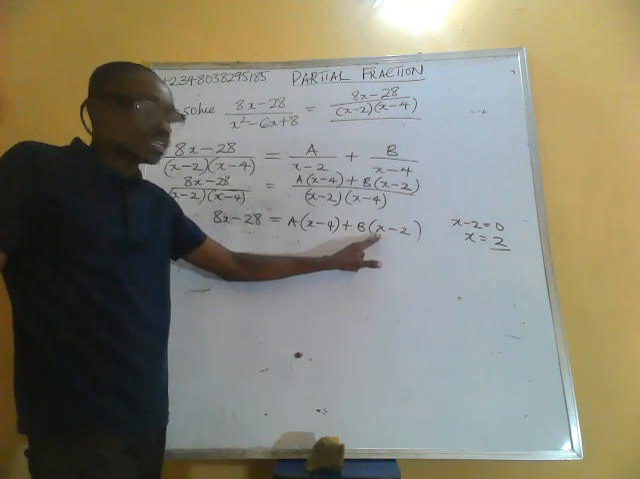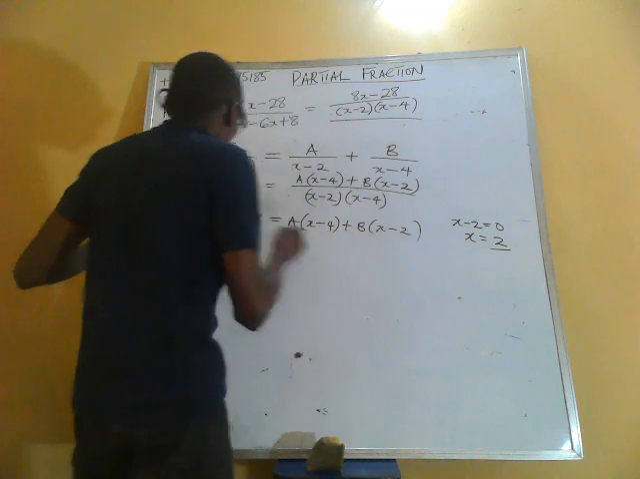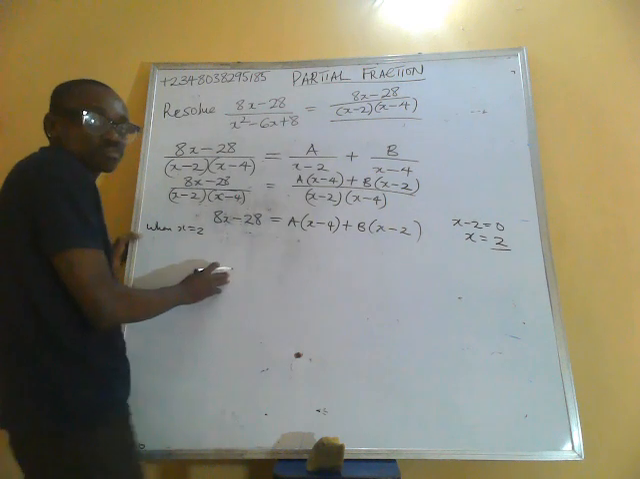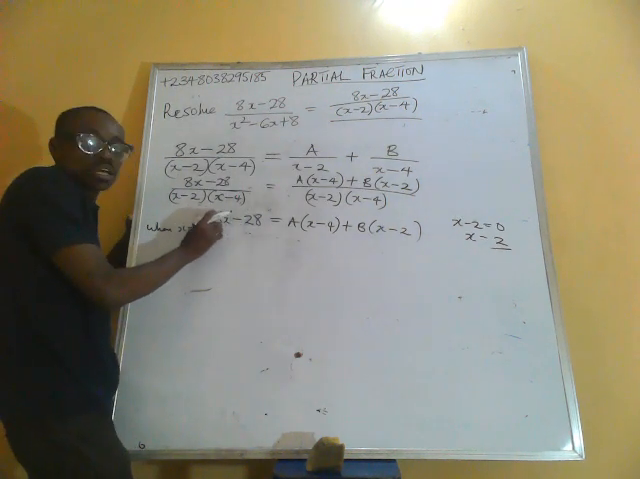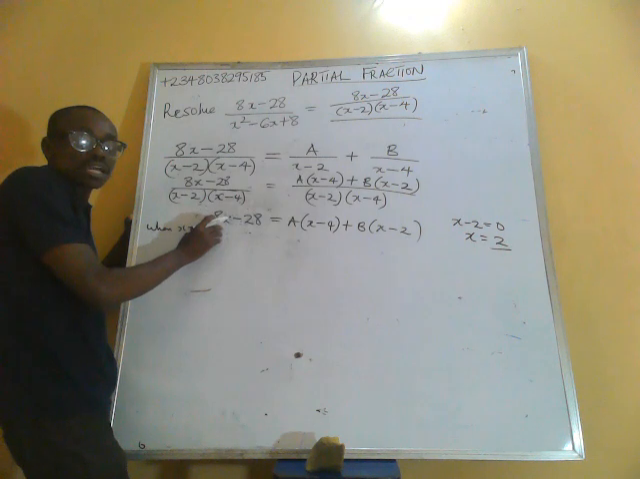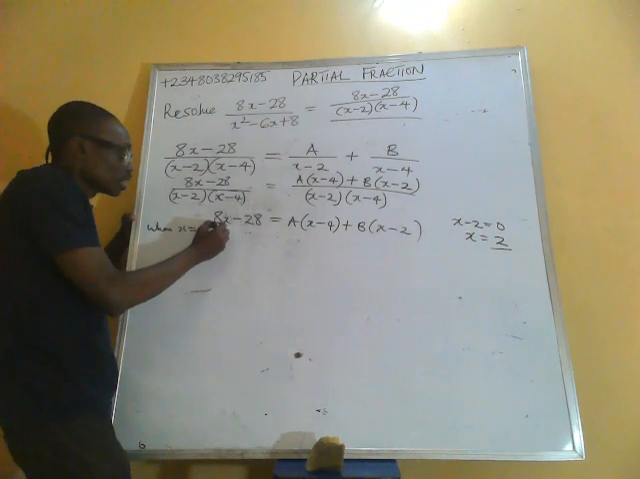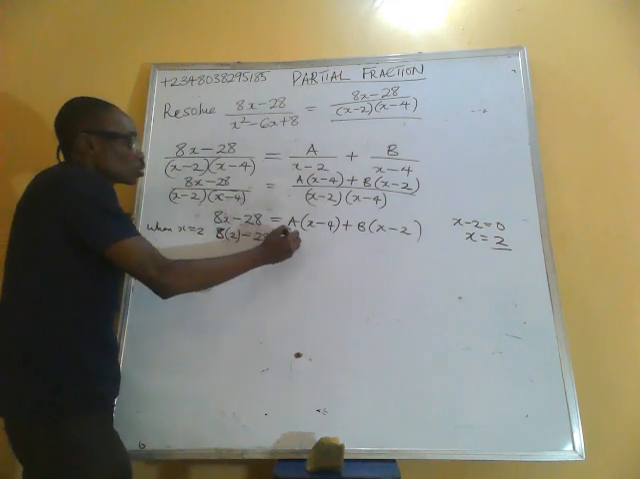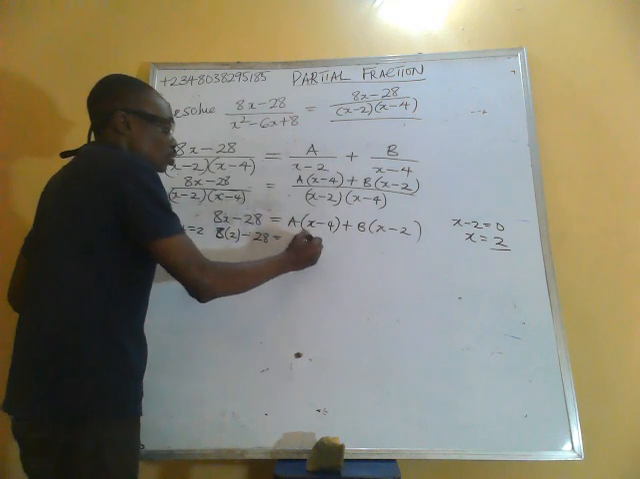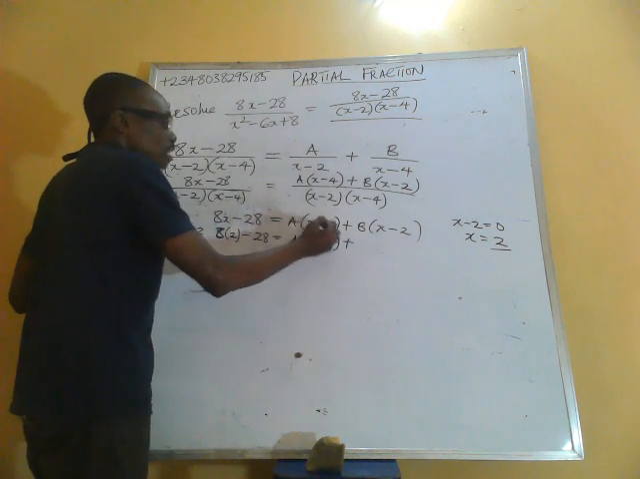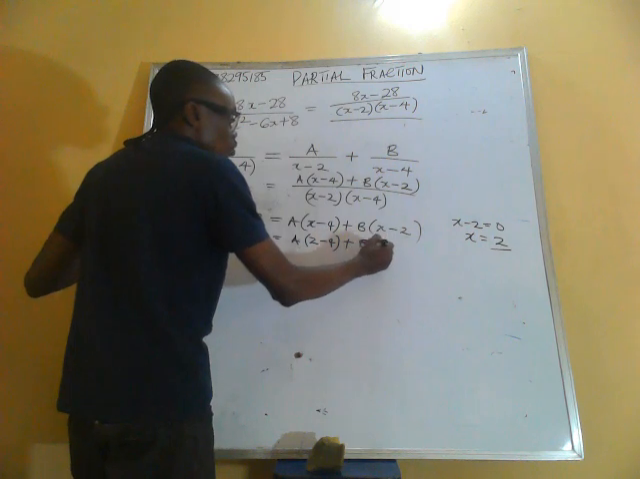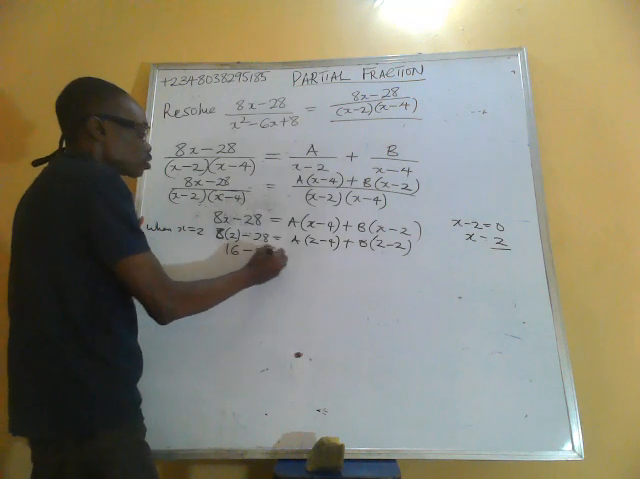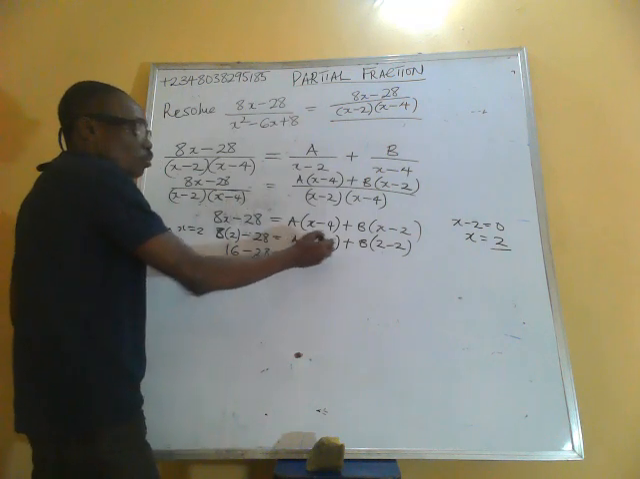So when you put x equals 2 here, what happens? Wherever we see x, we replace x with 2. So we have 8 times 2 minus 28 equals a times 2 minus 4. We replace the x with 2. Then b times 2 minus 2. So 8 times 2 is 16 minus 28. Then 2 minus 4 is minus 2.